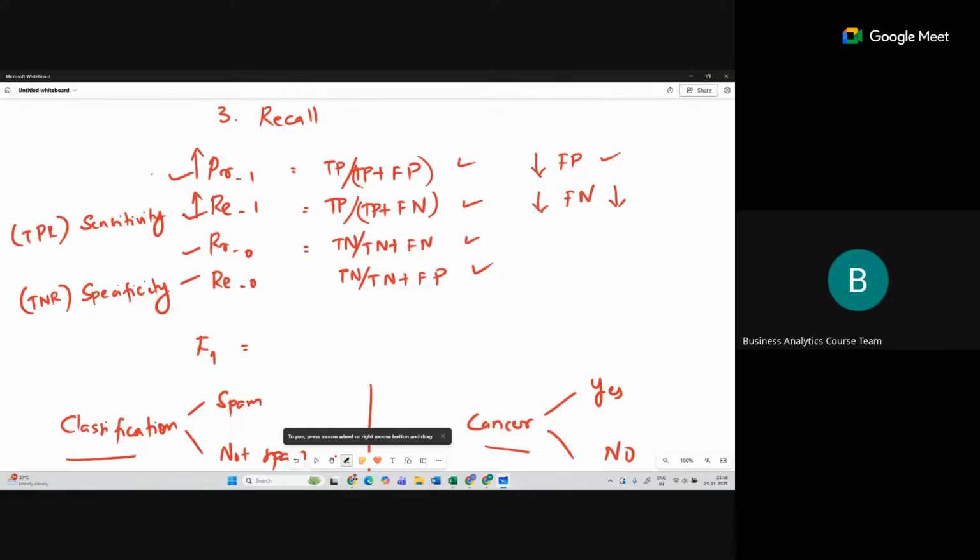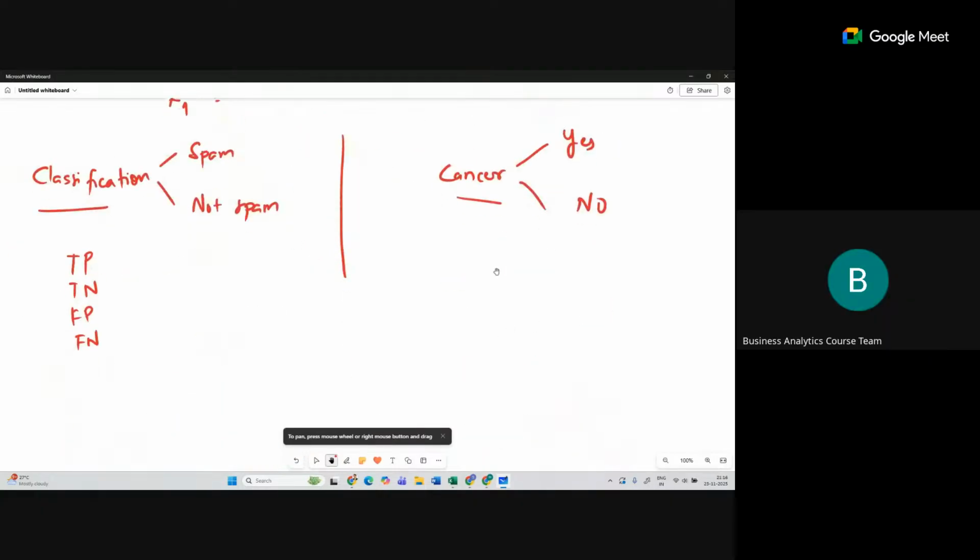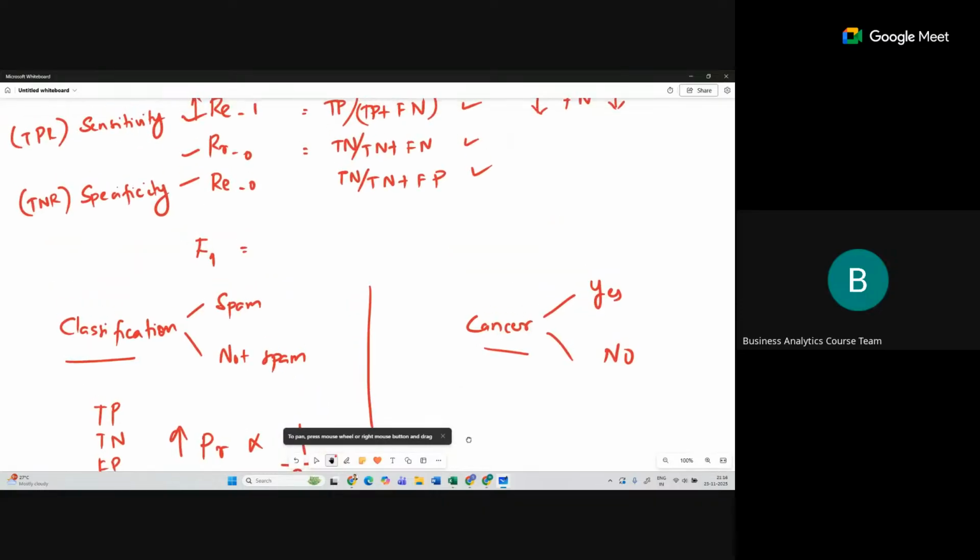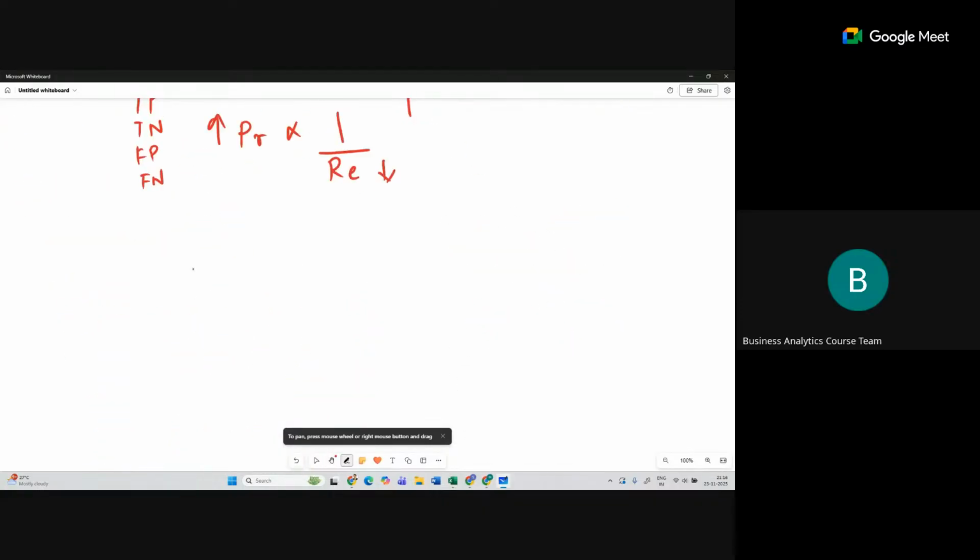Whenever you increase precision, please note that precision and recall are inversely proportional. Whenever you try to increase precision, recall will come down, and vice versa. Whenever you try to increase recall, precision will come down. For some problems, precision will be more important. For some problems, recall will be more important. Is this clear? For some cases, both will be equally important. Can you think about a case where both precision and recall are important? Think about it. We'll discuss in the next class.